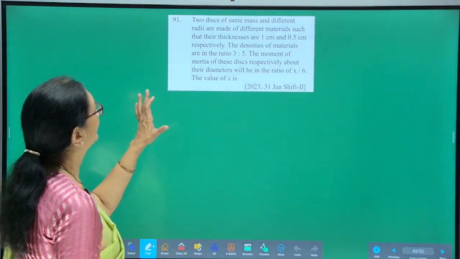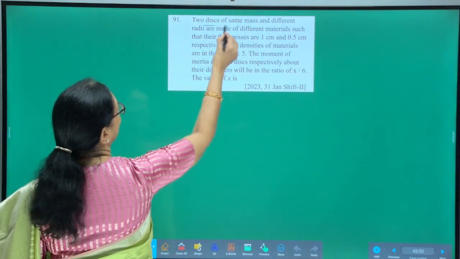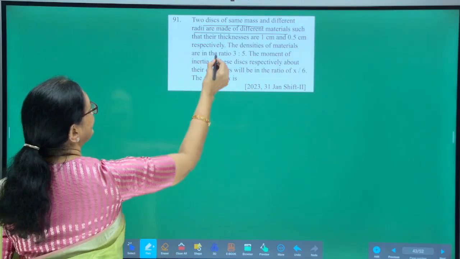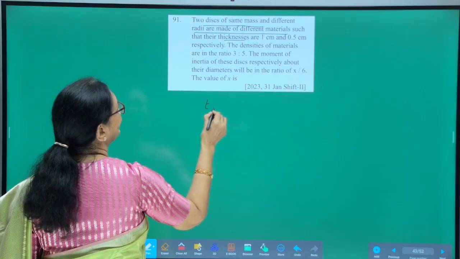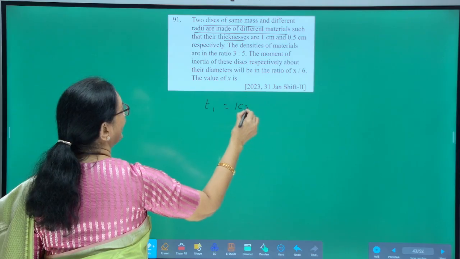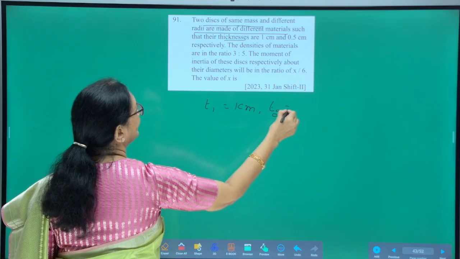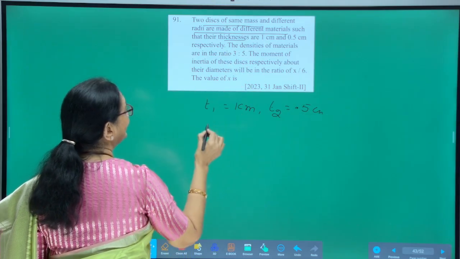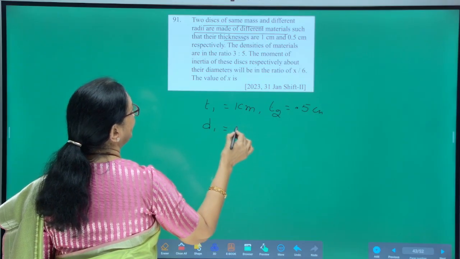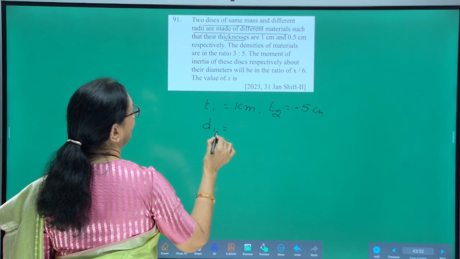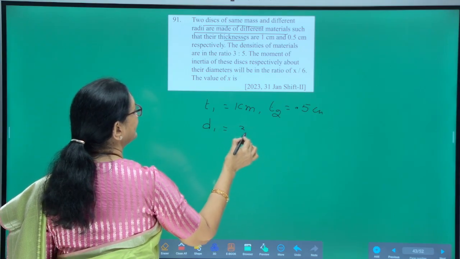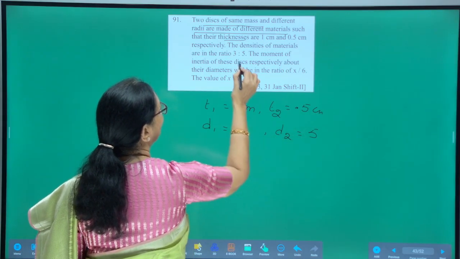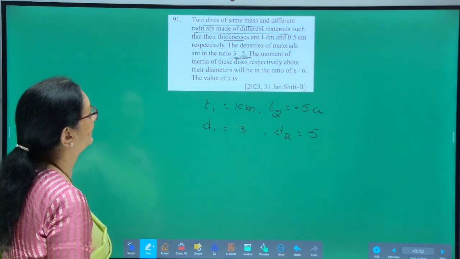Look here, two disks of same mass and different radii are made up of different materials such that their thicknesses T1 is equal to 1 centimeter, and thickness of the second disc is given as 0.5 centimeter respectively. The densities of the materials D1 is to D2. So, D1 is given as 3 units say and D2 is given as 5 units. The densities are in the ratio 3:5.